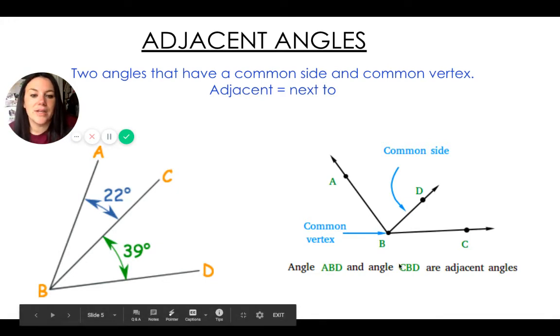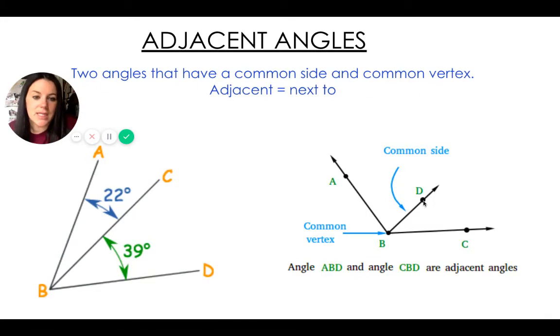And then here's another example. I have angle ABC and ABD and DBC, and they all have a common vertex and they share a common side, so they are adjacent. They're right next to each other.